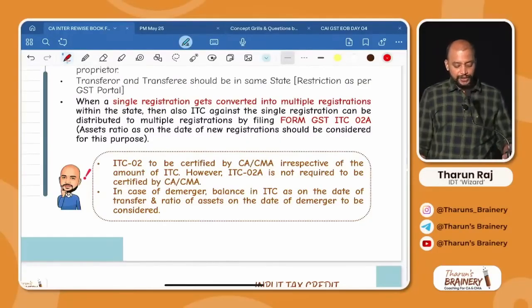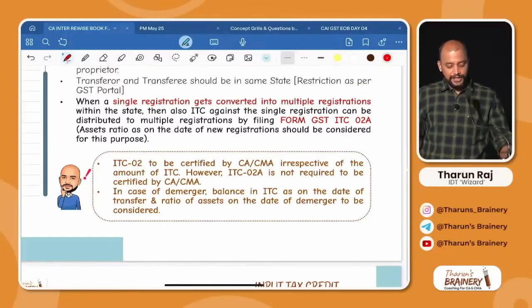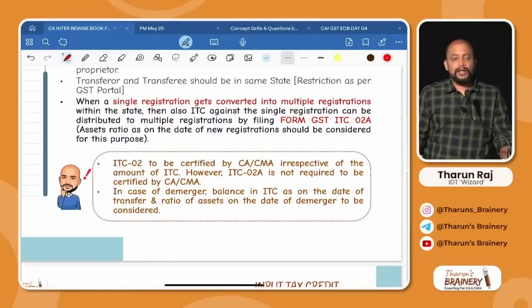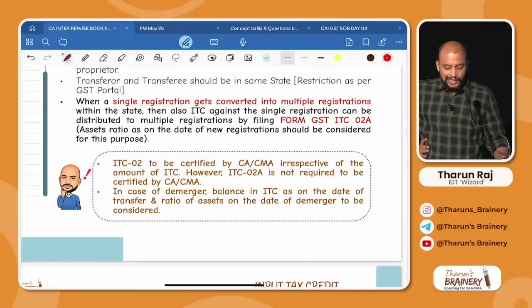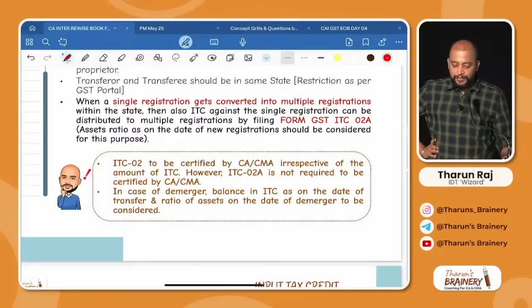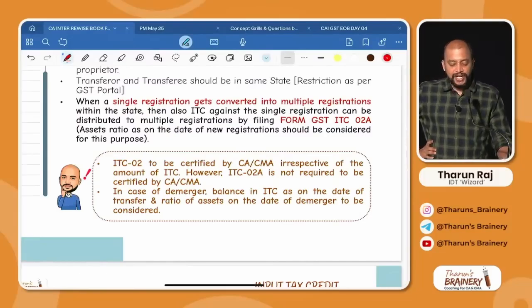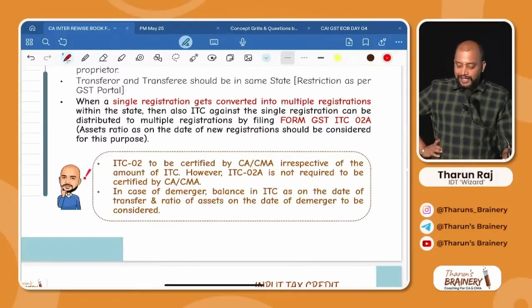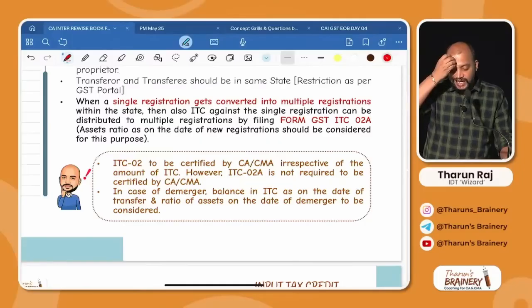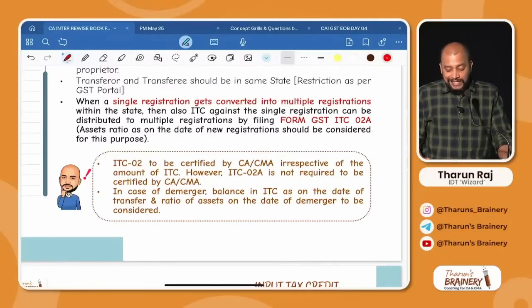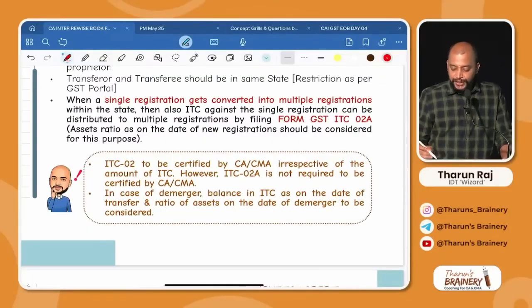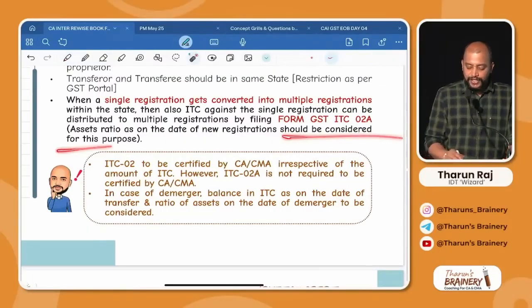Like the demerger ratio, correct? What is the demerger ratio? Net assets, same, correct? See there, when a single registration gets converted into multiple registrations within the state, then also ITC against the single registration can be distributed to multiple registrations by filing form GST ITC-2A. And which ratio do we need to take? Assets ratio as on the date of new registration should be considered for this purpose.